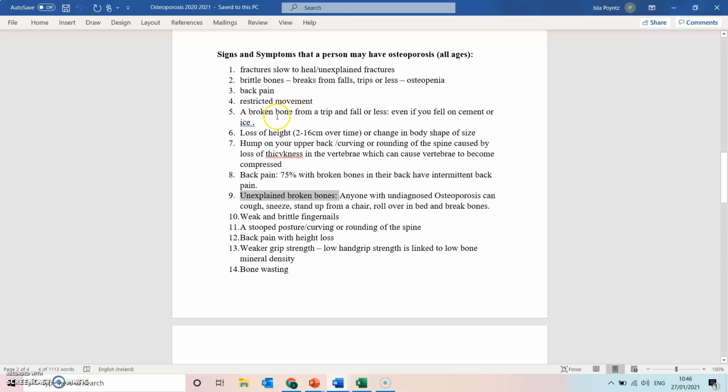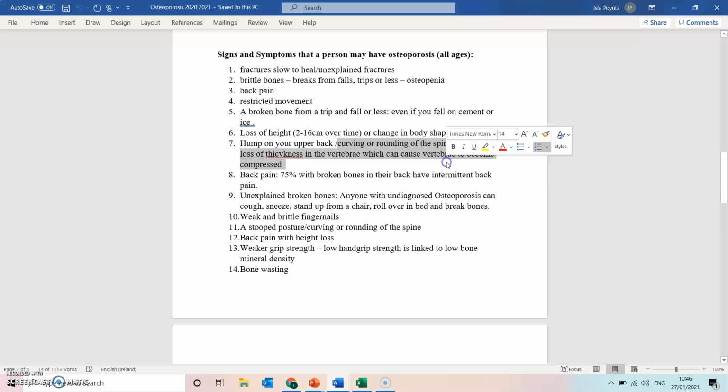Now the second one I would say there is back pain. So tell me, and that links in with number 8, what's the story with back pain and bone health. Okay, I would also say their loss of height, 2 to 16 centimeters. So they're very important. And the other one I would say would be very important is curvature or rounding of the spine.